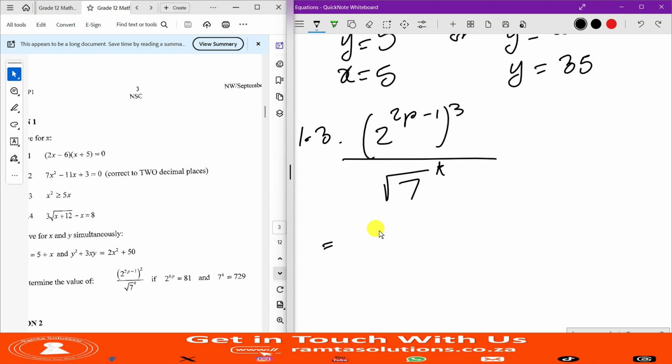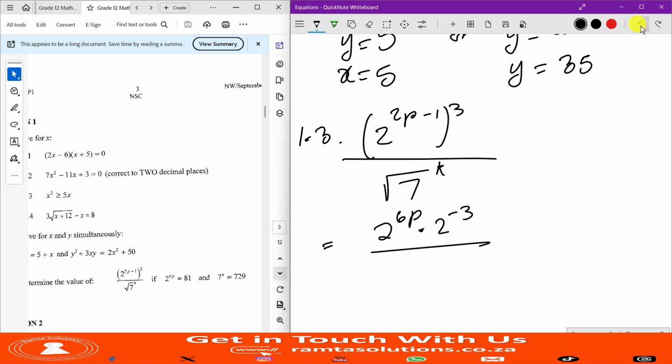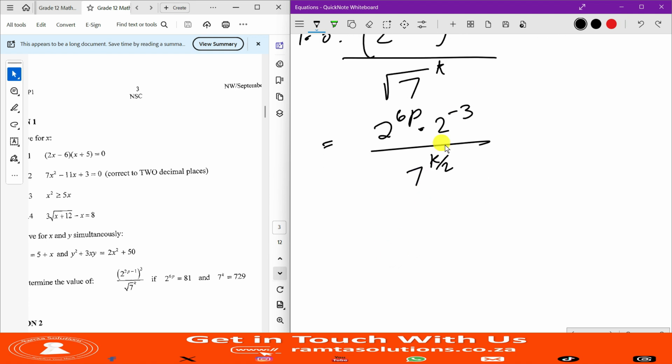So we will have 2 to the 6p times 2 to the minus 3 all over square root of 7 to the k. Maybe let me put it like this. It's the same as 7 to the k over 2. Okay, it's the same as that. So what I can do now is I just want to simplify this. This is 2 to the 6p over 2 to the 3 times 7 to the k over 2.